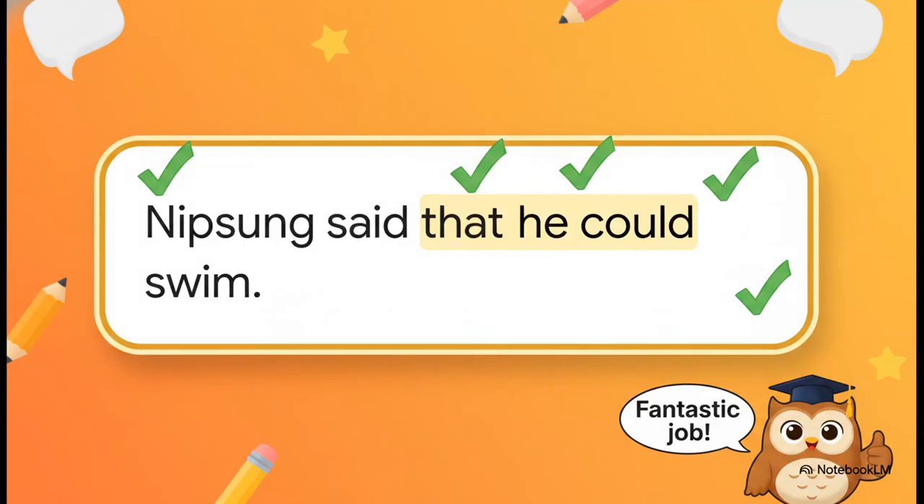Drumroll, please. Here is the reveal. Nipsung said that he could swim. Look at that. We dropped the quotation marks, we brought in our connective that, we successfully shifted I to he, and we did that modal shift, stepping can backward to could. If you got that, fantastic job.